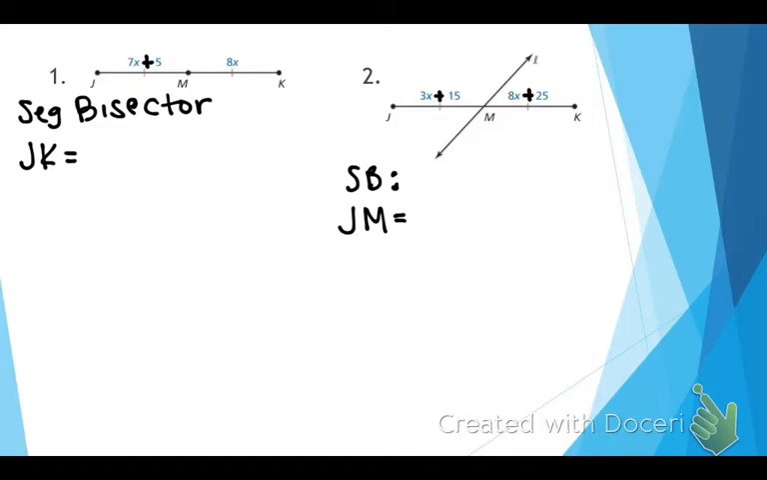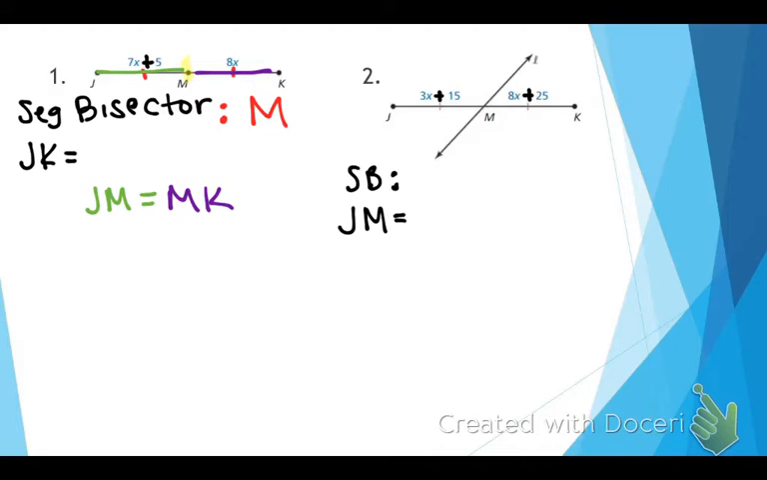All right, so in number 1, what do these tick marks mean? They're congruent. So what is the segment bisector in this picture? M. So you can say point M, or you could just use a capital M. So that means these little tick marks, they mean the length of JM is going to be equal to the length of MK. So the length of JM is going to be equal to the length of MK.